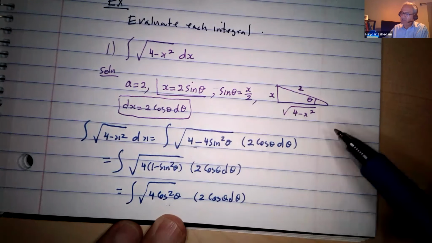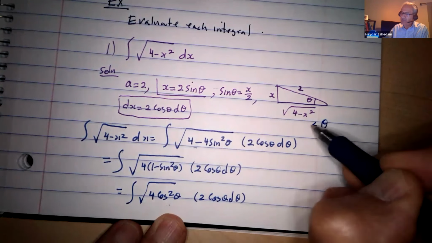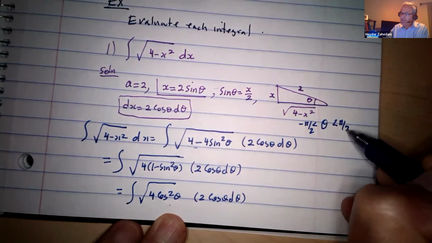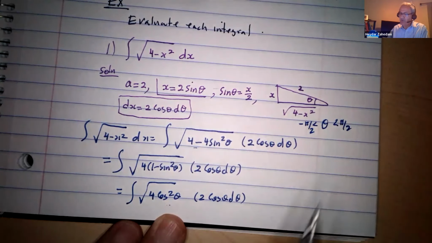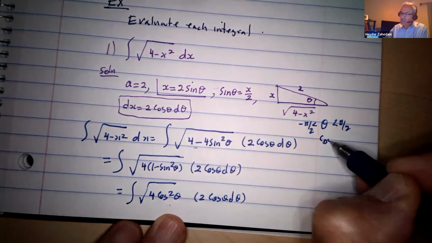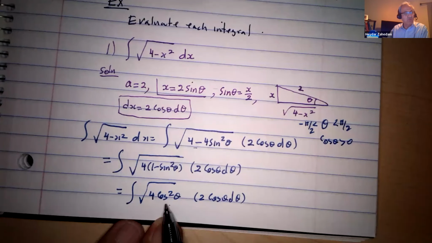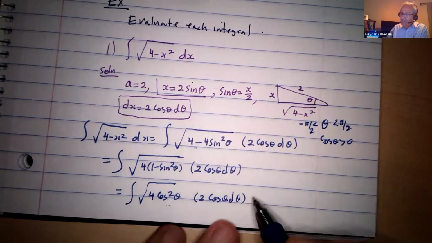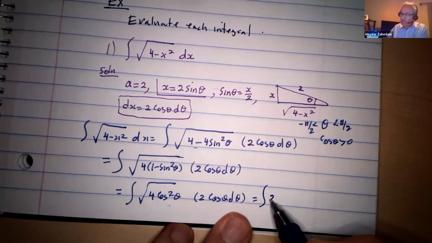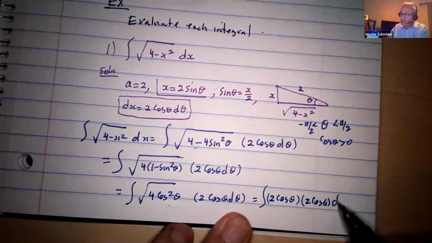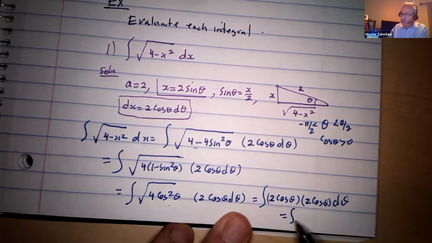negative pi over 2 and pi over 2. Okay, this means the cosine is always positive. So the cosine is positive for all of these. So when you take the square root, you don't need to have a positive or negative. So that's going to be 2 cosine of theta times 2 cosine of theta, which is going to be 4 cosine squared.